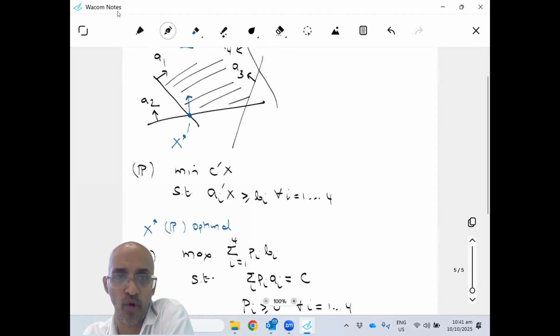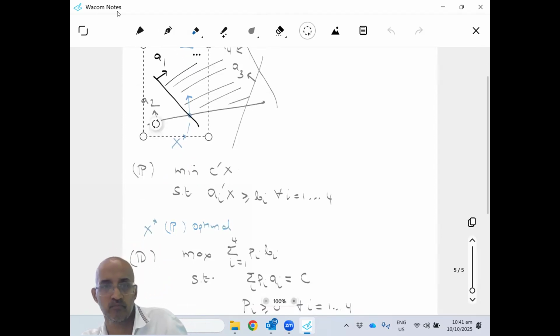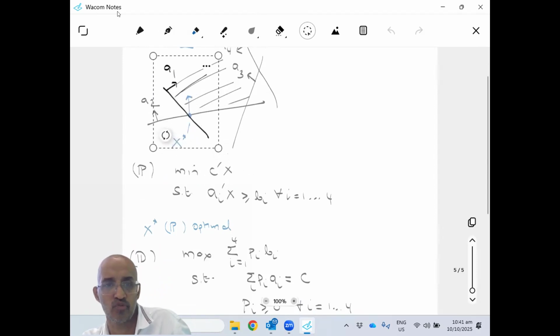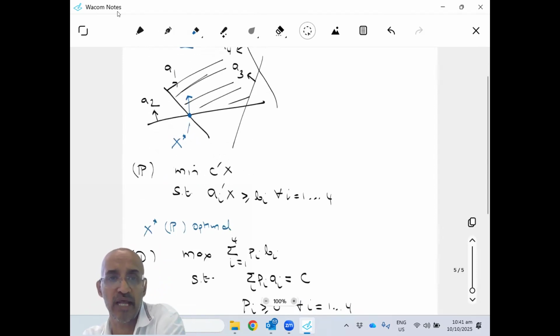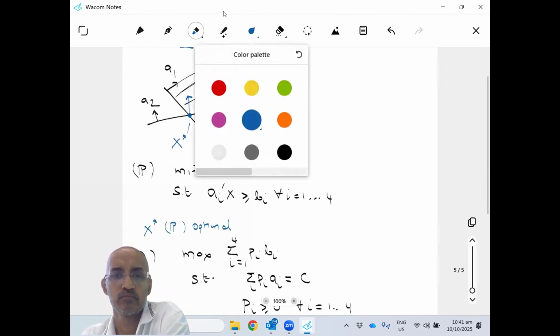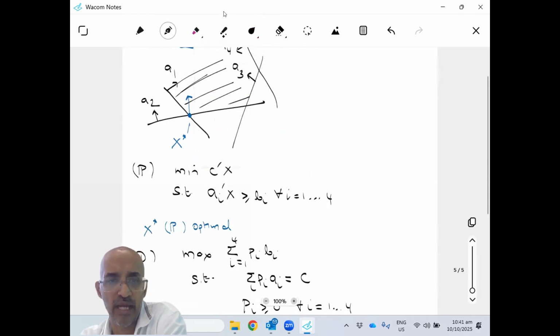What is A1? A1 is pointing in this direction. Okay, so let's look at A1. A1 is perpendicular to this hyperplane. So A1 is in this direction. This is the A1 vector. What is A2? A2 is in this direction.